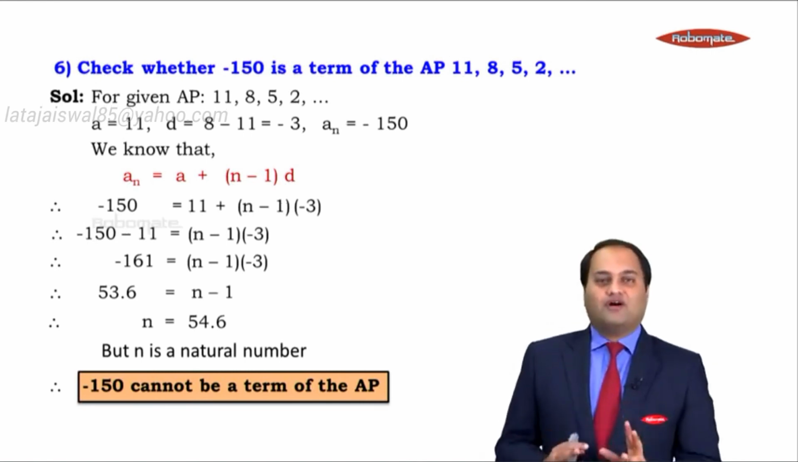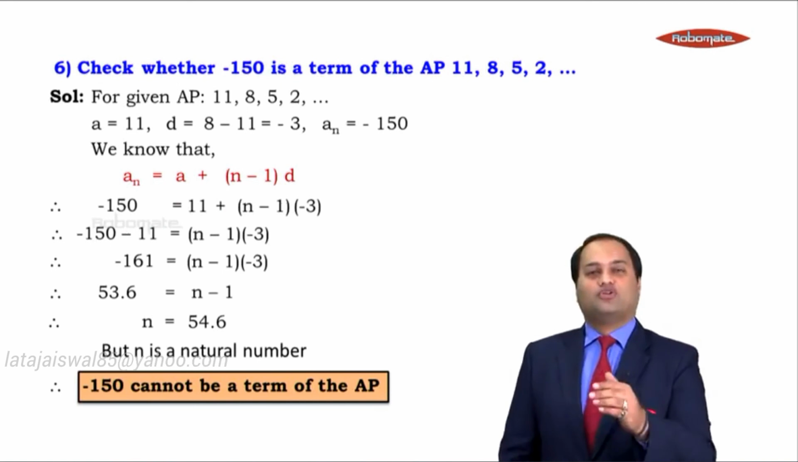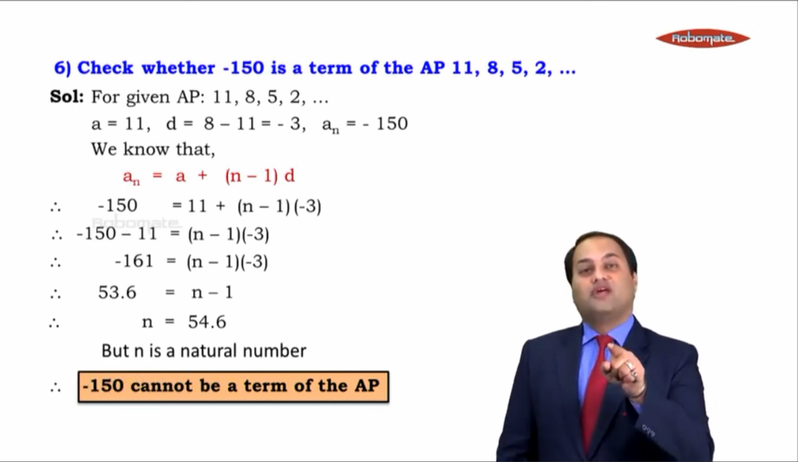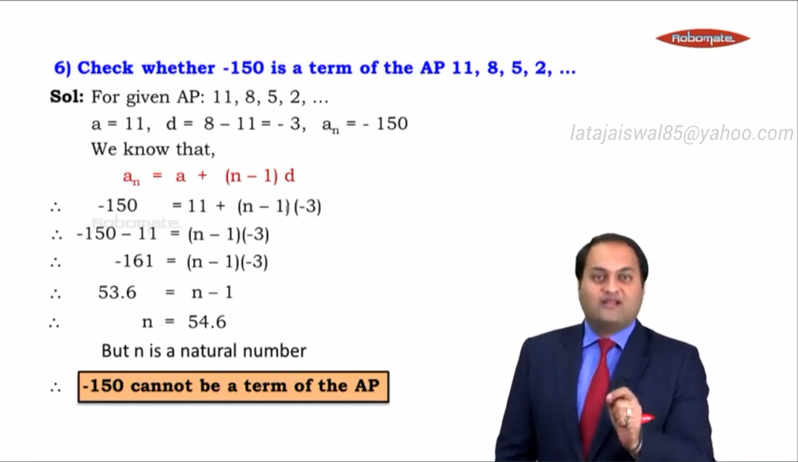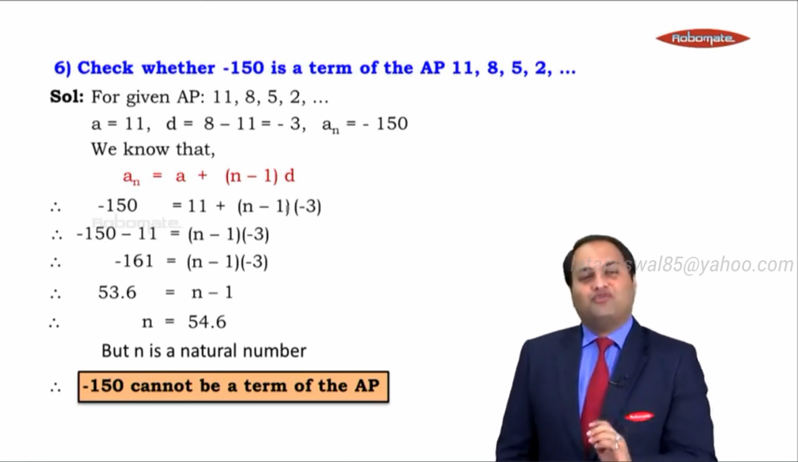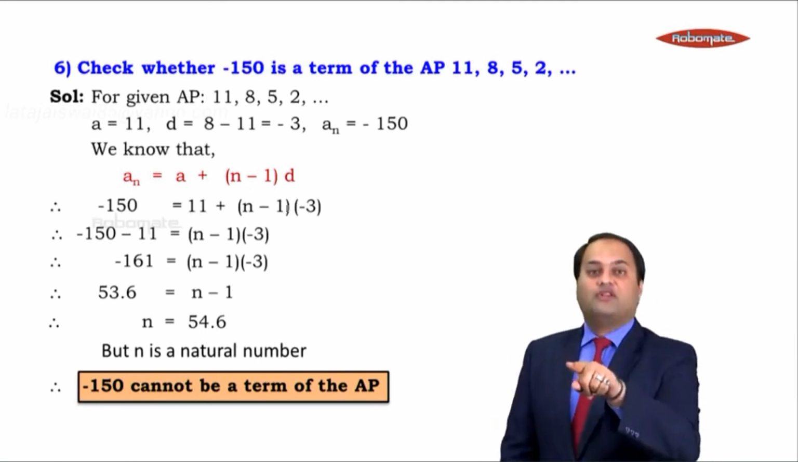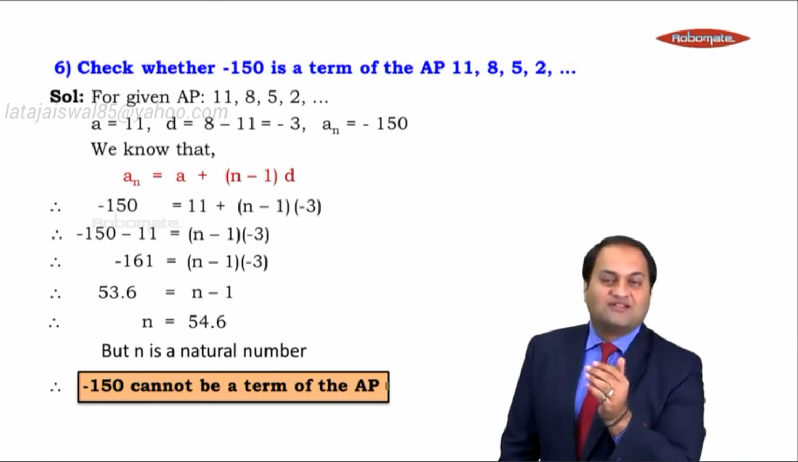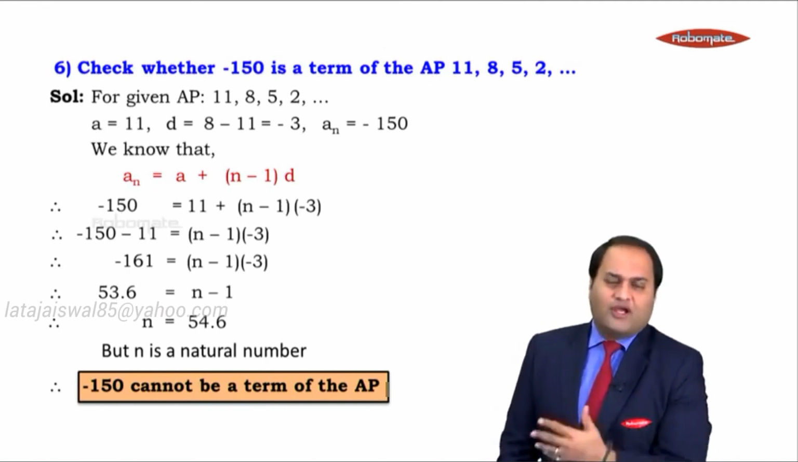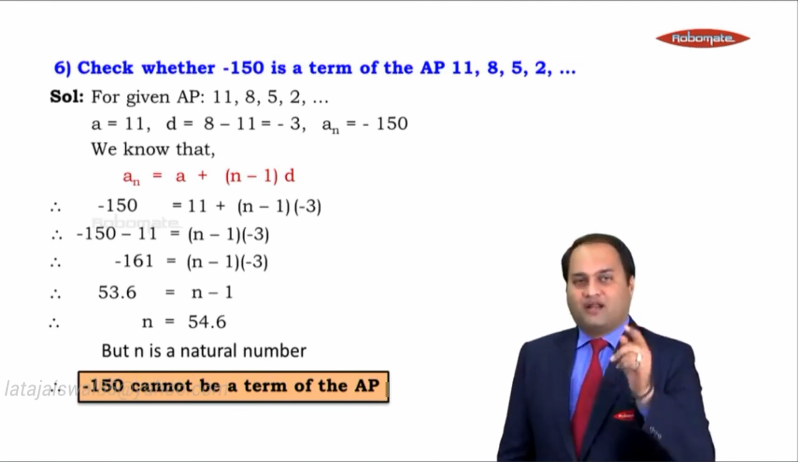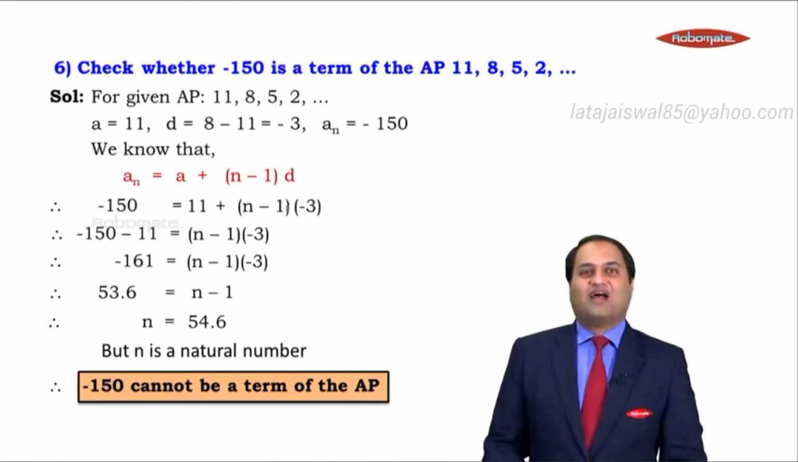So what did we learn from this? We learned that to check whether a particular number belongs to the AP or not, we need to check its position. If we get the position right, that is, if we get a natural number, we come to the conclusion that this term belongs to that AP. But if, like what happened in this case, you get a number which is not natural, it cannot be the position, which means that minus 150 doesn't belong to this particular AP. As simple as that.